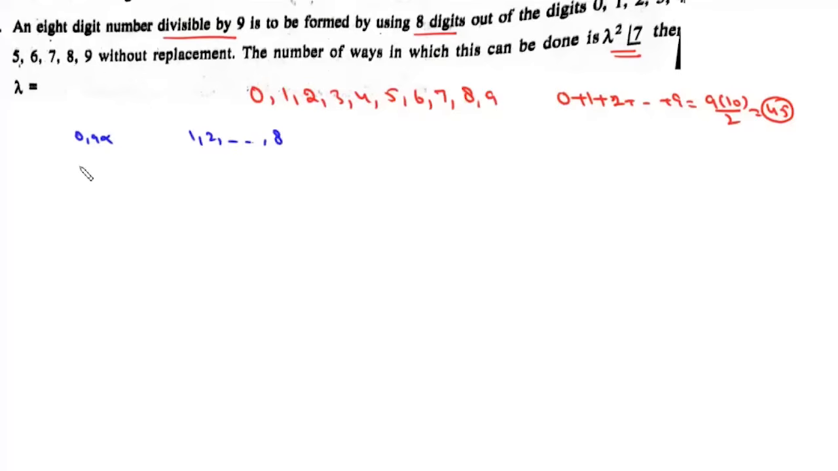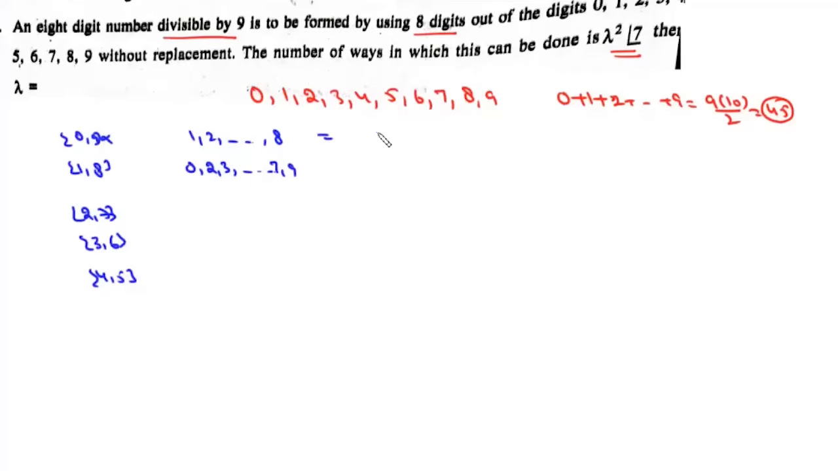Or we can leave out 1 and 8. It'll be 0, 2, 3, 7, 9. We can also leave out 2 and 7, 3 and 6, and 4 and 5. So these are the possibilities of leaving out these numbers.